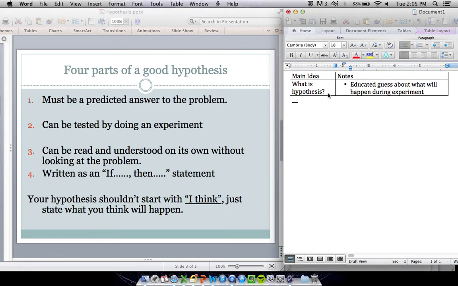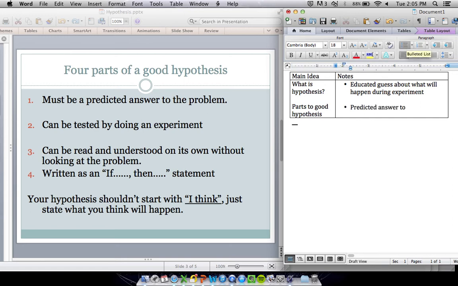A good hypothesis should have 4 things. First off, it should be a predicted answer to the problem. If the problem is, can I get a paper airplane to land in a box on the floor, your hypothesis can't be cupcakes are larger than brownies. That doesn't make any sense. It doesn't answer the problem. So it has to be an answer to the problem.